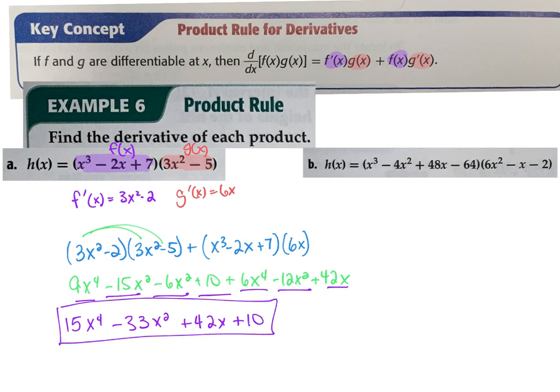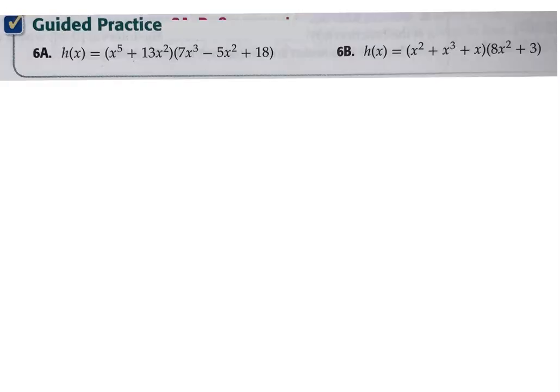And you'd find if you were to FOIL this thing or do this long distribution up here, you get the same answer if you took the derivative. So it's just the derivative of the first times the second plus the first times the derivative of the second. Okay? That is your product rule. So let's try one. Try just A here. Just A.